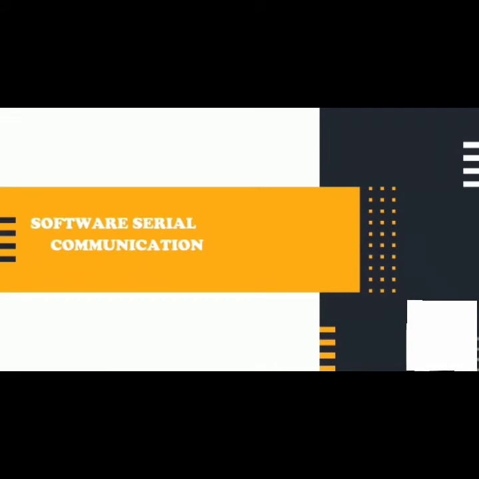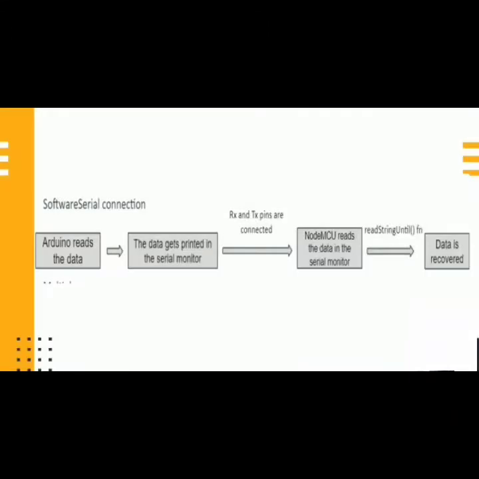In the software serial communication method, we use Node MCU and Arduino microcontrollers. Arduino reads the data and the data gets printed in the serial monitor. The RX and the TX pins in the Arduino are connected to Node MCU's digital pins, where it reads the data in the serial monitor. Using the readStringUntil function, the data is recovered.